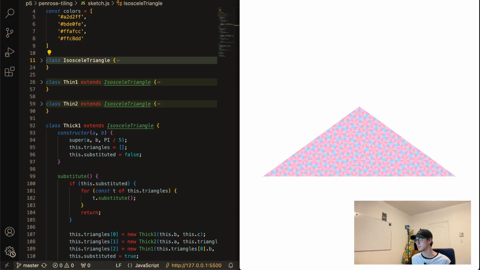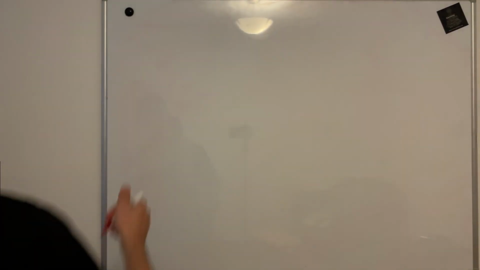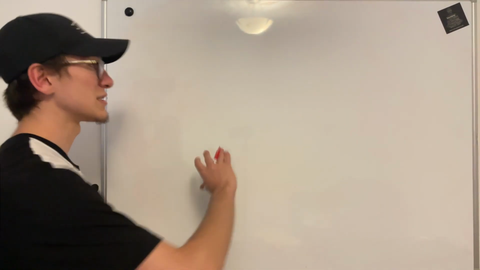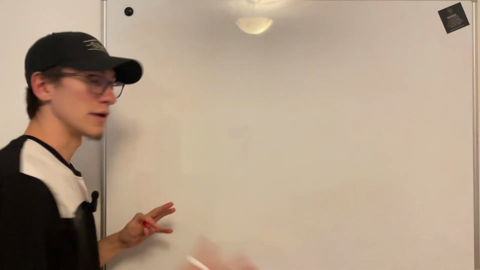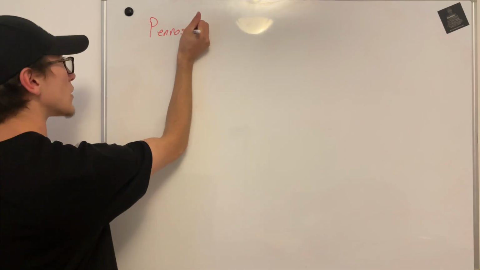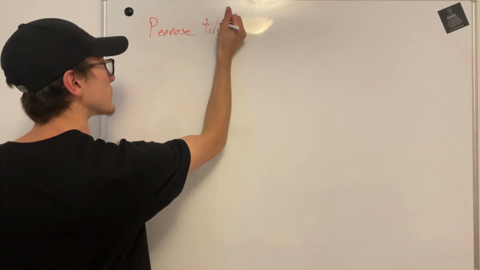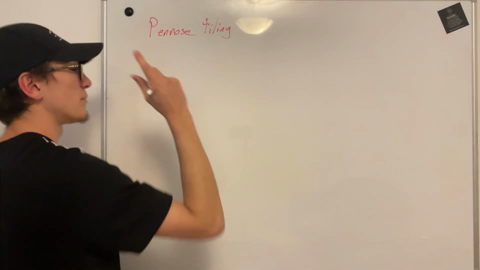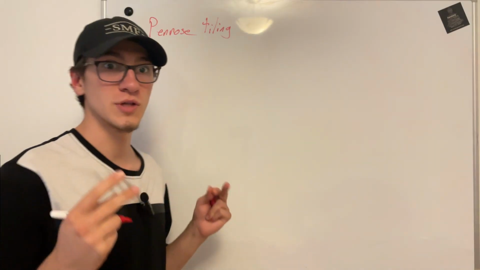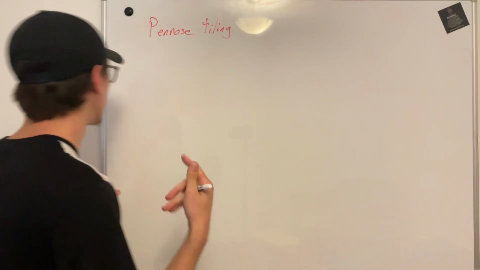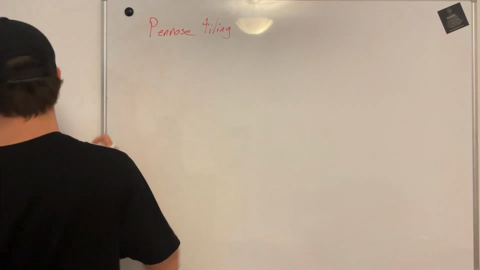So let's get started. Let me go onto the whiteboard and explain the principles. There's going to be a lot of things on the whiteboard, so I might be erasing some stuff to make some space. So the first thing you have to understand is that Penrose tiling uses triangles, two different triangles, and those triangles are what are they called?